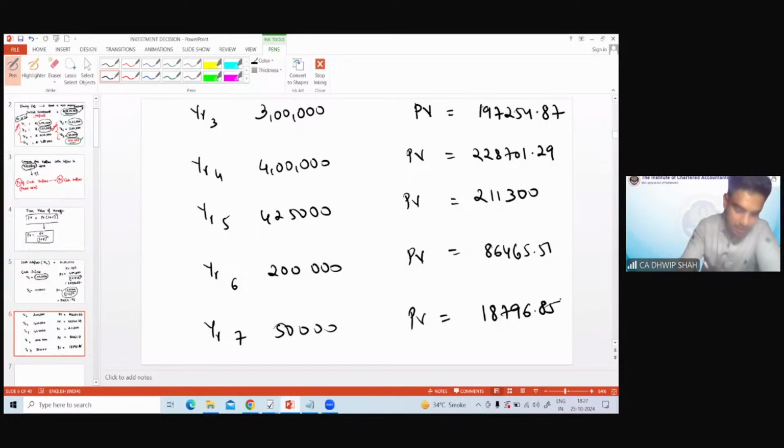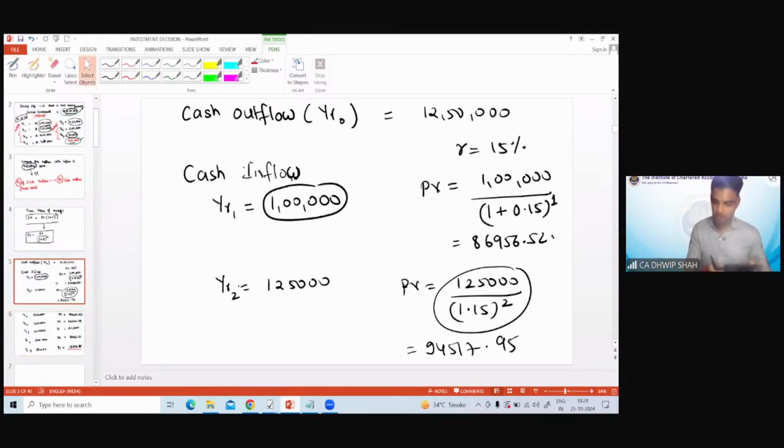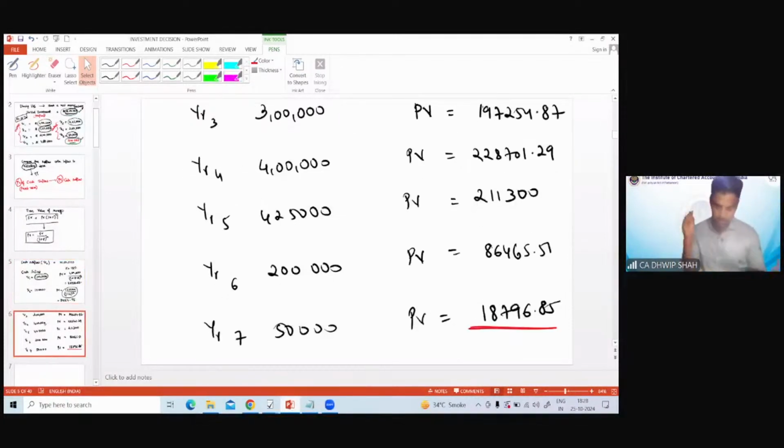Now we can compare. What is the total of the present value of cash inflows? Year 1 present value was 86,956.52 plus 94,517.95 plus 197,254.87 plus 228,701.29 plus 211,300 plus 86,465.51 plus 18,796.85. It comes to around 923,992. Yes, that's correct. So approximately 9,24,000.